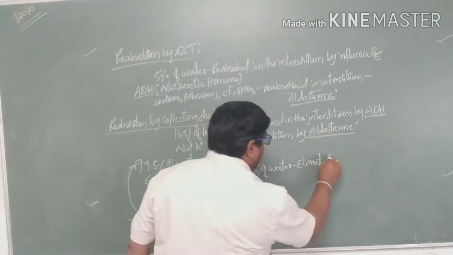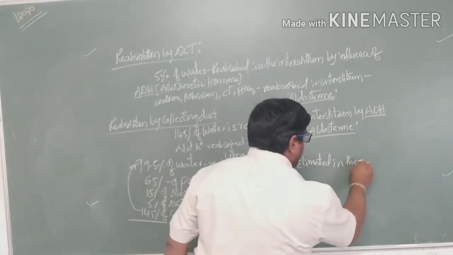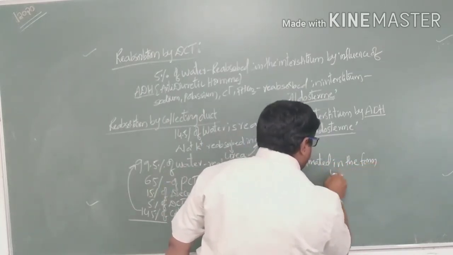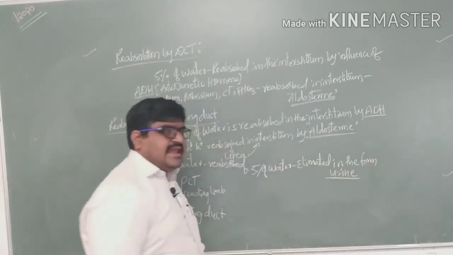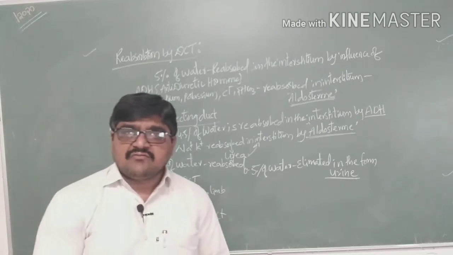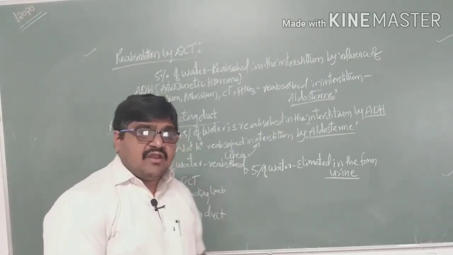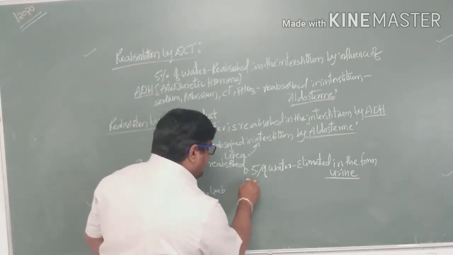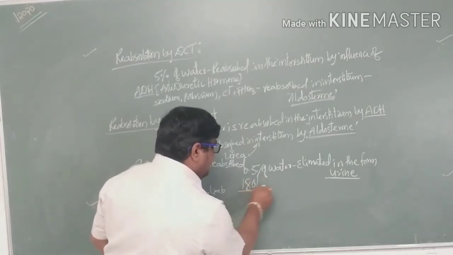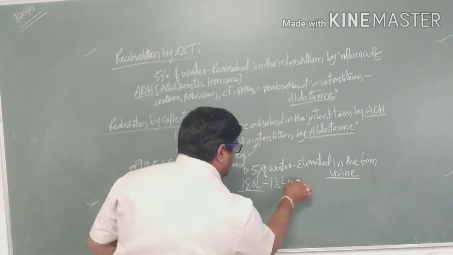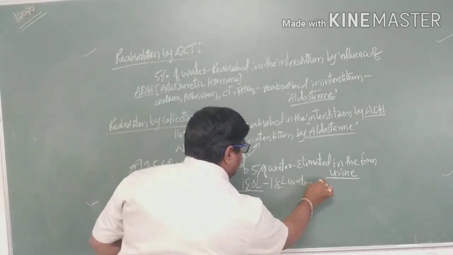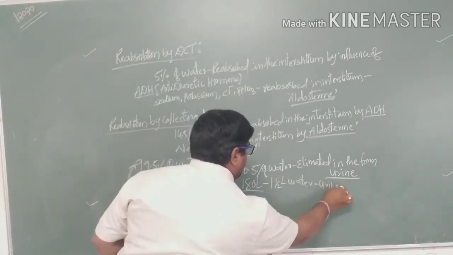It is eliminated in the form of urine. Again, here 99%, that means 1 liter of water is taken back. So totally here 180 liters of water is present. Here we are eliminating only 1.5 liters of water in the form of urine.